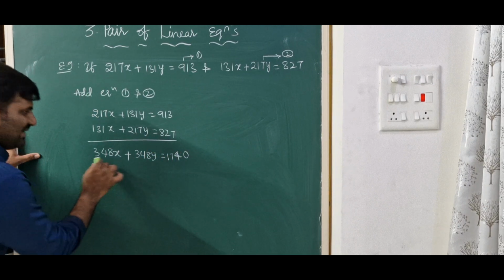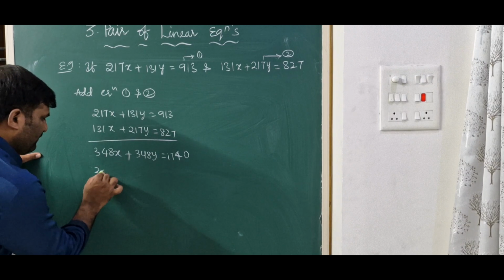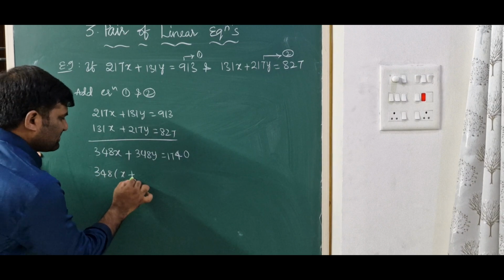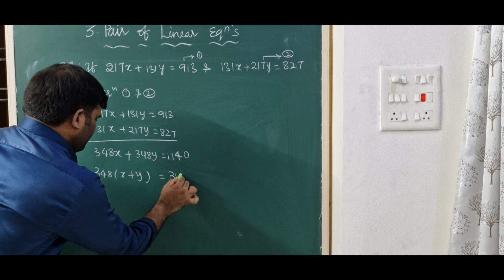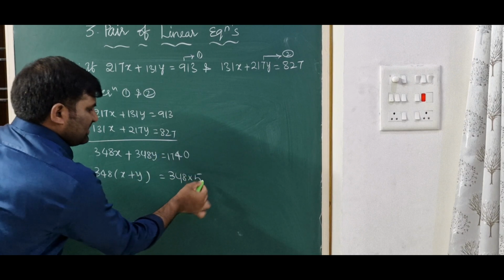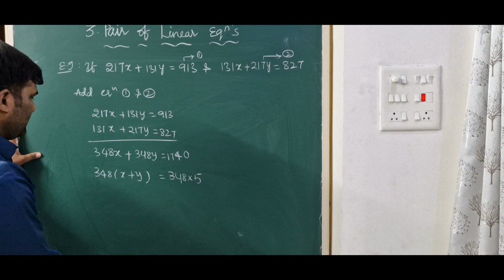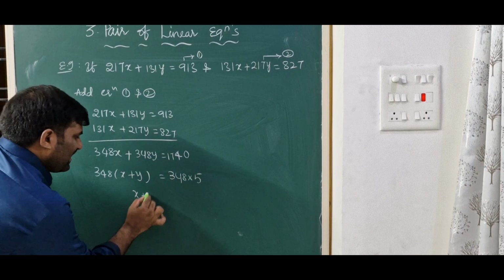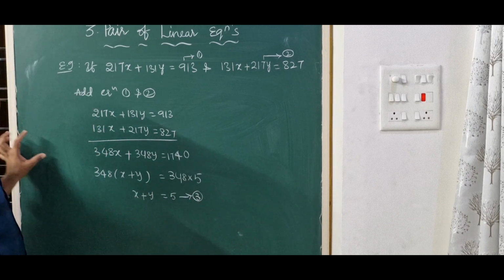Now if you observe clearly, all are multiples of 348. I am taking 348 common, you will get x plus y is equal to, you can write this one as 348 into 5. Check with this: 348 5s are 1740. So directly you can write x plus y is equal to 5. This is equation 3. Now, a very simple equation we got, right?